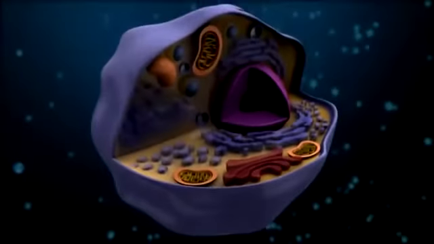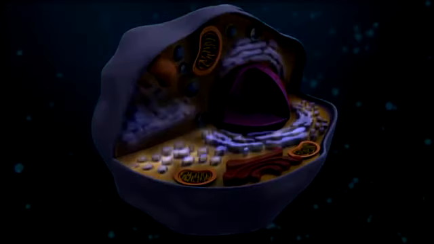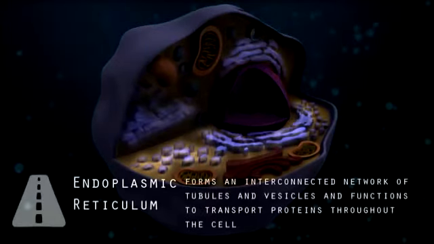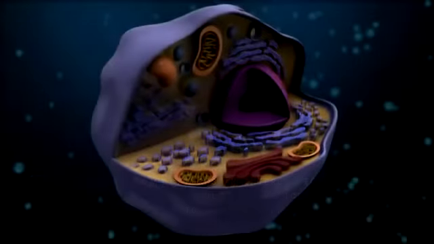The endoplasmic reticulum is the highway of the cell. It forms an interconnected network of tubules and vesicles and functions to transport proteins throughout the cell. So those protein-containing vesicles would be like the trucks on the highways of our city. Many of the protein-producing ribosomes are located on the endoplasmic reticulum.